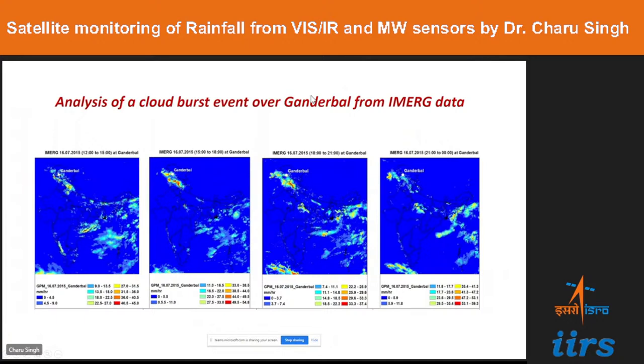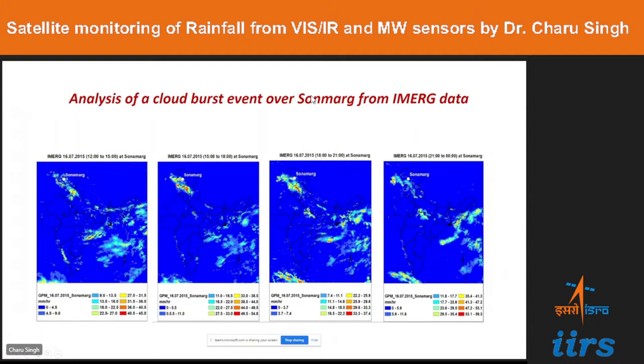So the movement of the rain bands can be seen: earlier there was a high rainfall in the Uttarakhand region, then there is a movement of the rain band, and then further there is an intensification of the rainfall over the Ganderbal region, and after the cloudburst event there was a dissipation of the rain bands. Likewise, in this case, we can also see the amount of rainfall in the Sonmarg cloudburst event of the year 2015. Again, in this case, the IMERG dataset had been used. And the movement of the rain bands can be seen here. This is the time of the cloudburst event over the Sonmarg region on 16th of July.